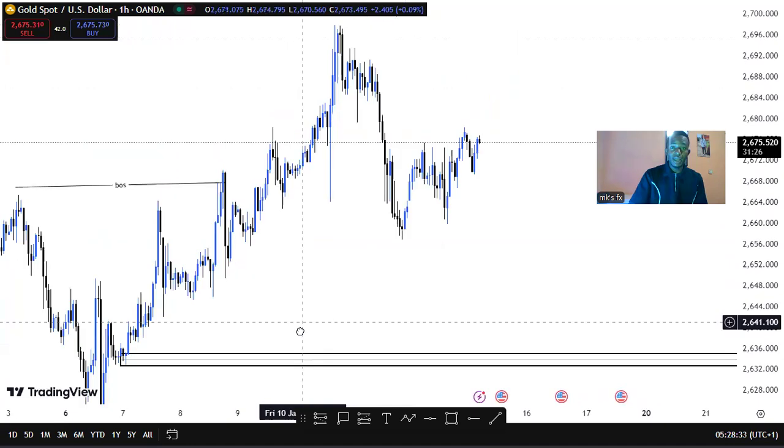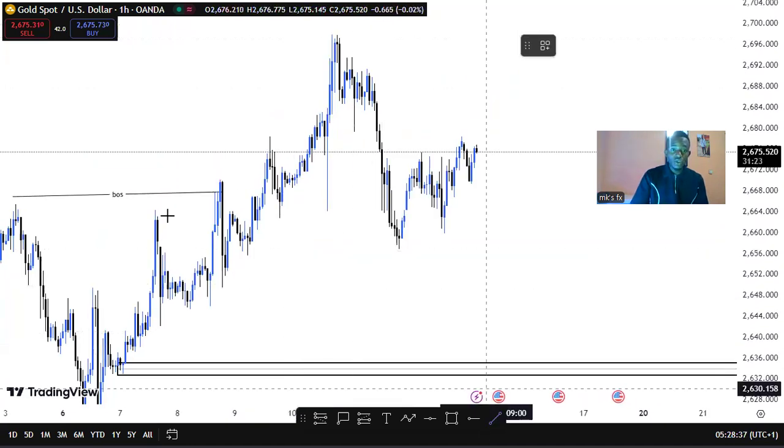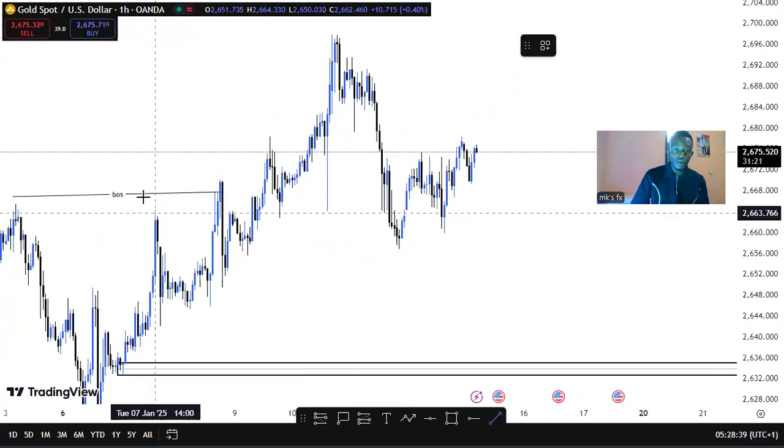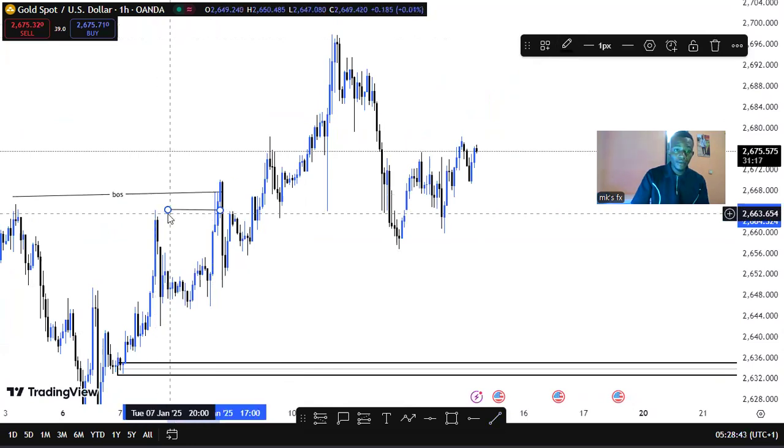So guys, let's continue with the technical analysis. We can see internal structures to the upside on the 1-hour time frame.